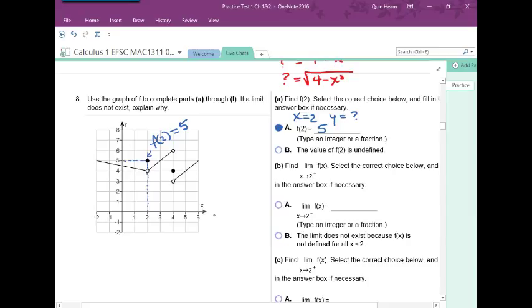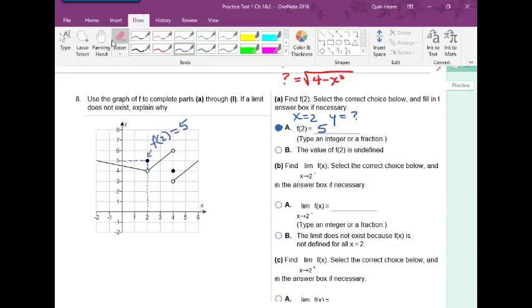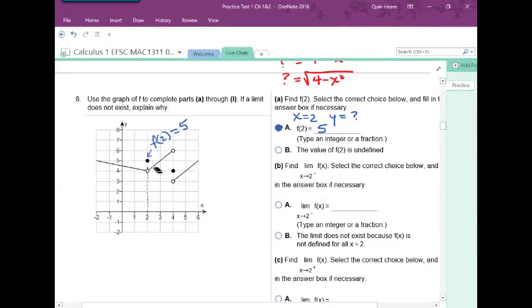The reason we always like to ask you about the function value is because the limit may or may not equal the function value. People need to get used to the idea that the limit is the y value that the function is approaching when you're very close to 2, but it's not necessarily the function value at 2. So I'm going to erase what I drew on here.